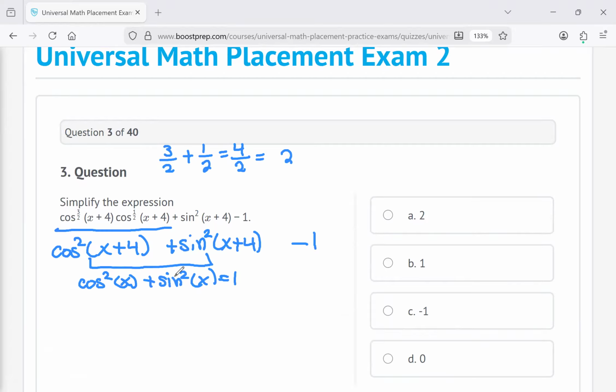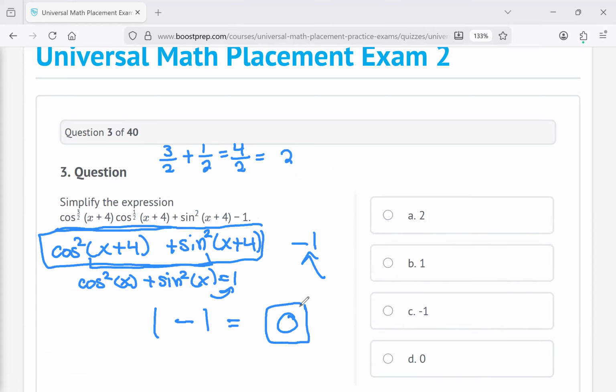So you could just replace this whole thing with positive 1, because it equals 1. So this whole thing turns to 1, and then you still have this minus 1, and then 1 minus 1 is 0. Okay, so that would be letter D.